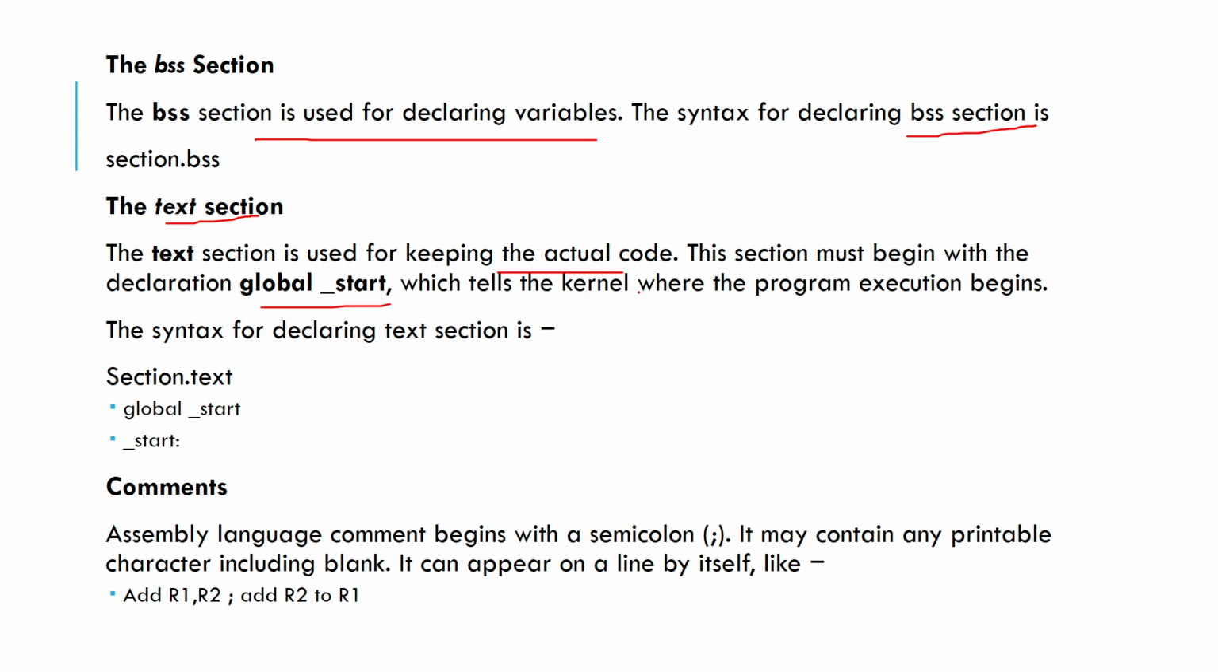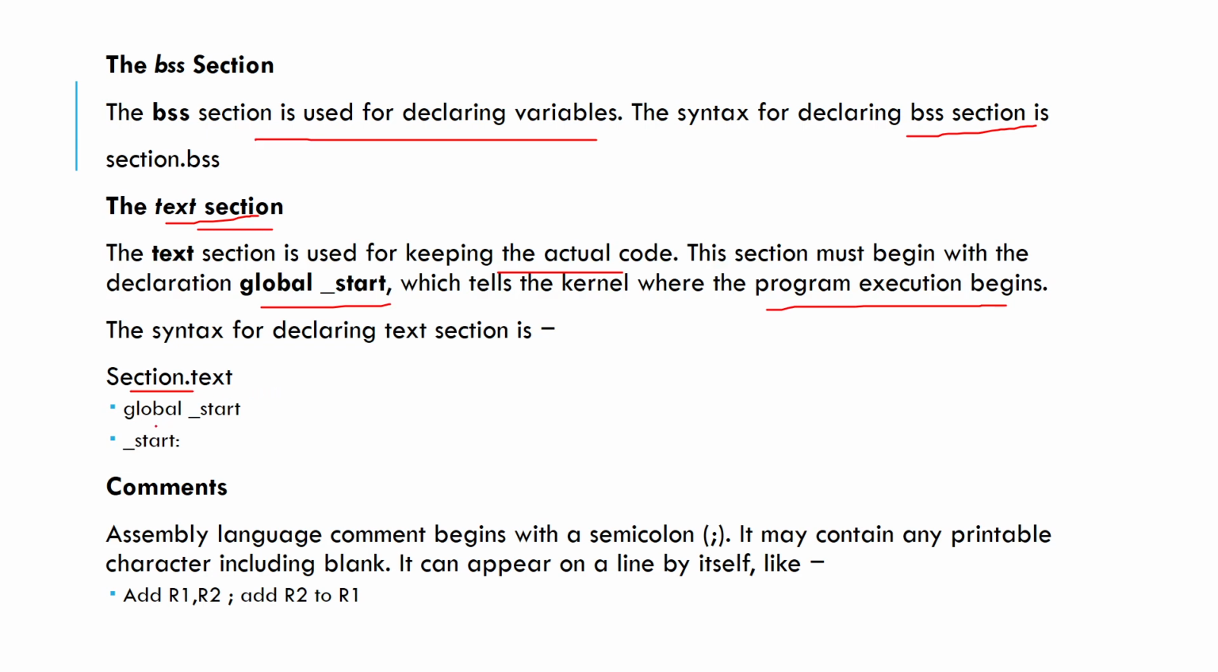This tells the kernel where the program execution begins. Here the execution of the program begins. Previously, we have seen that the value used in the data section will not be changed at runtime. Only it will be changed in the text section. Everything we have written in the text section, the kernel will start the execution from this text section.